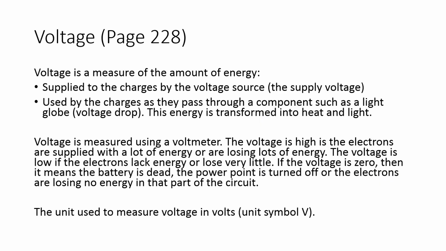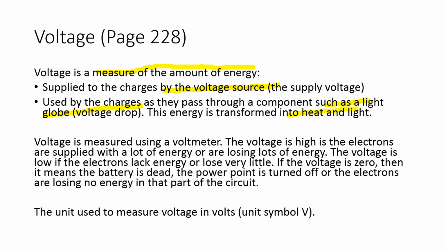Alright, so now we're talking about voltage. There are three main terms once again on electric circuits. You have current, you have voltage, you have resistance. We are covering resistance in the next few lessons, but for now we are talking about voltage and current. Voltage is a measure of the amount of energy supplied to the charges by the voltage source, used by the charges as they pass through a component such as a light globe. And this energy is transformed into heat and light.